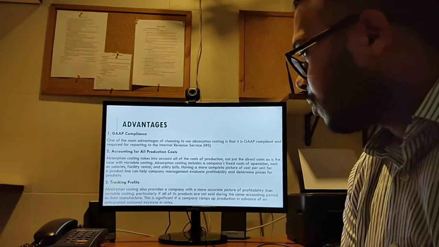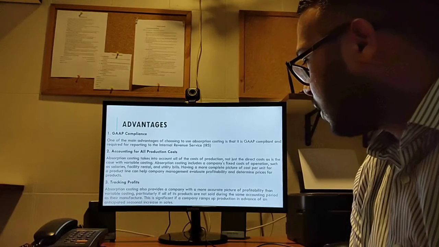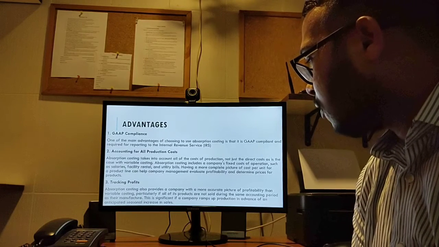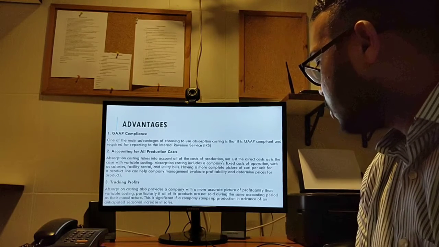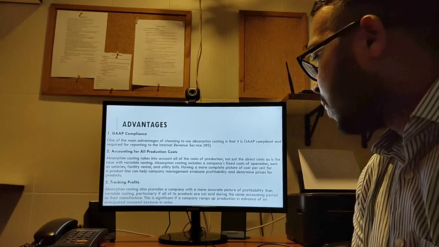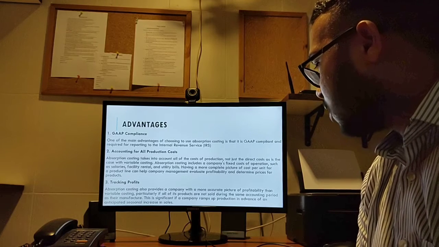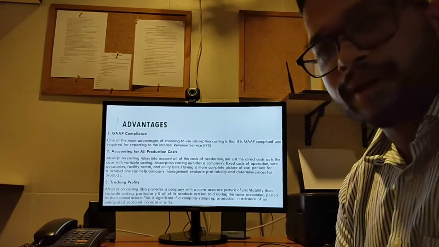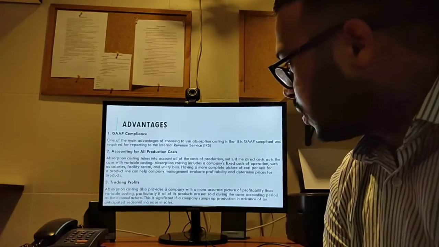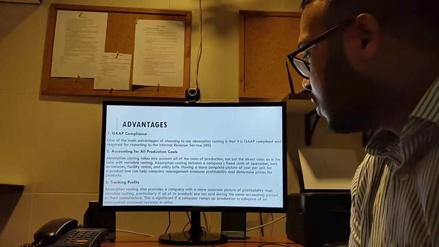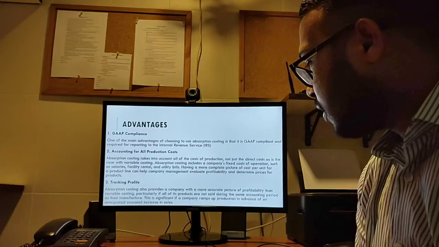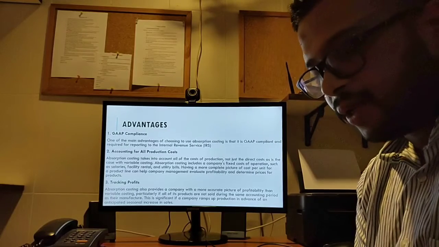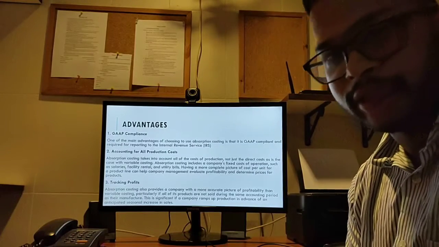Now the next point is tracking profit. Absorption costing also provides a company with a more accurate picture of profitability than variable costing, particularly if all of its products are not sold during the same accounting period as they are manufactured. This is significant if a company ramps up production in advance of an anticipated seasonal increase in sales. If you increase your production, that will increase your sales, and that in turn helps you increase your profit.